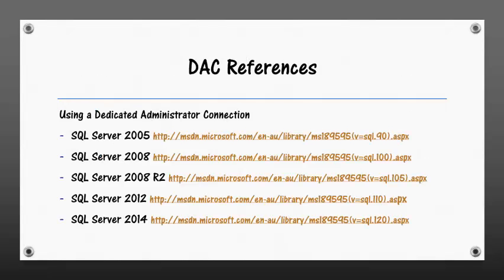So here's just some references for using the dedicated administrator connection. There's one for each version of SQL Server that does have this functionality. So hopefully I've given you guys enough information around using the DAC so that in the event that your SQL Server instance stops accepting standard connection requests, you can still connect to your instance through the dedicated administrator connection and hopefully avoid having to perform a restart.